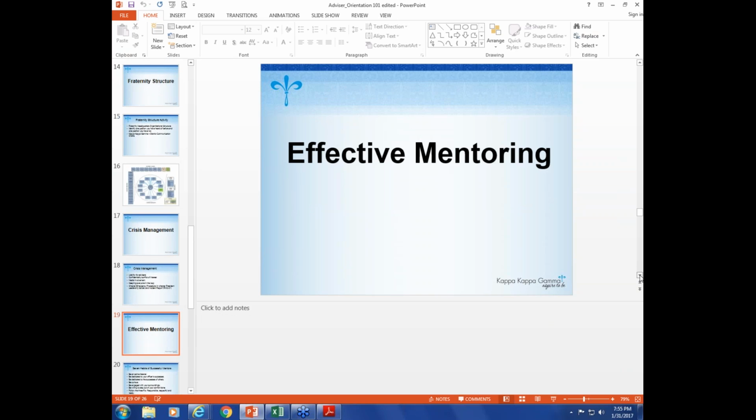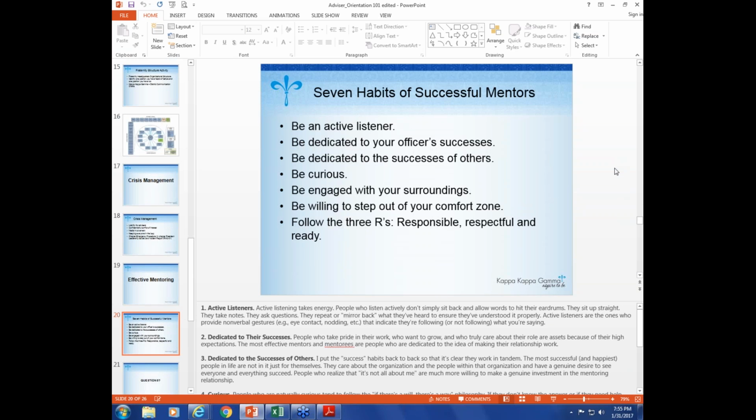Mentoring. We really are mentors as advisors. So just a few quick things here. Be an active listener. Sit up straight, ask questions, make eye contact. Just let the advisee know that you're listening to her, and be dedicated to her success. Take pride in what she's doing, pat her on the back, let other people know that she's doing a good job. And the same thing with the rest of the board.